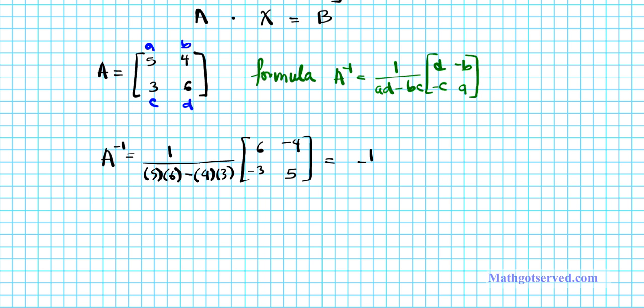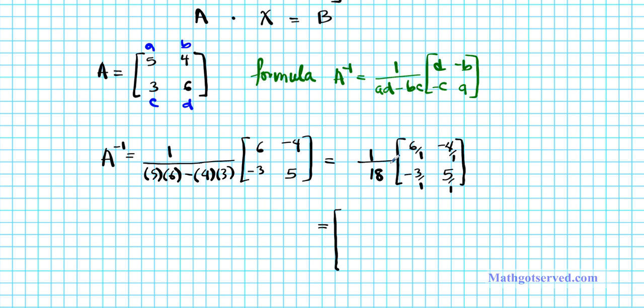We have 1 over 5 times 6 is 30. 30 minus 12 is 18. That times 6, negative 3, negative 4, and 5. Now this is a scalar multiple, so all we do is distribute 1 over 18 to all the terms in our matrix. If we go ahead and do that, remember we can simply put a 1 underneath all of these numbers, just expressing them as a fraction. And the way of multiplying fractions, you multiply numerator to numerator and denominator with the denominator.